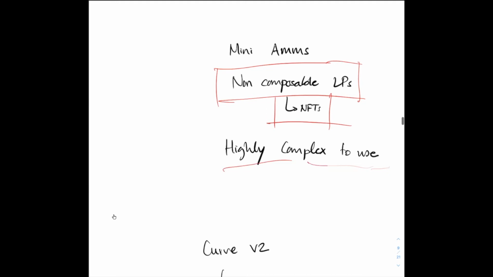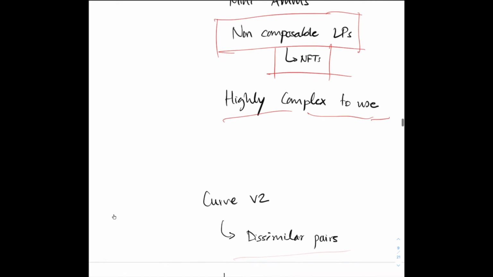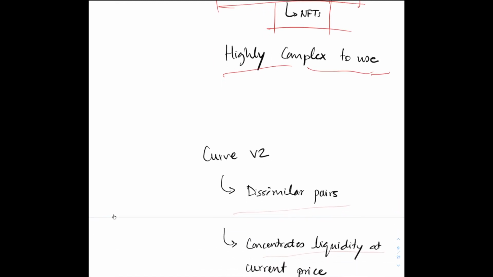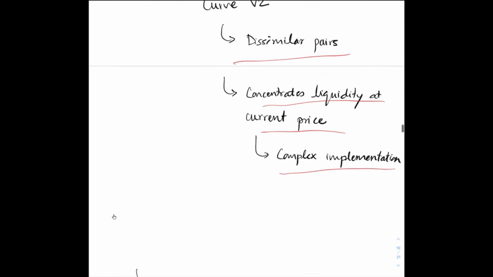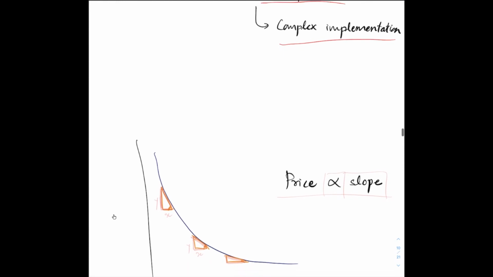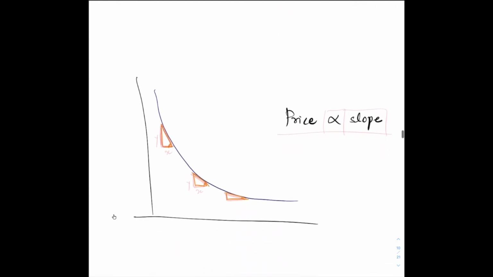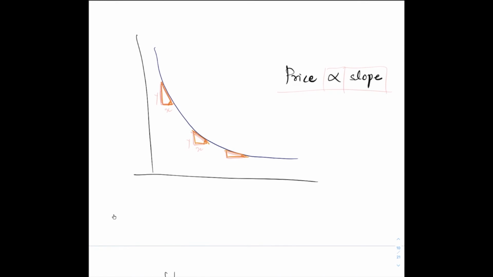But the complexity is a turn off, and it sort of loses a lot of users in that process. Now, Curve v2 also allows dissimilar assets. It concentrates liquidity at current price, and it is again a very complex implementation. If you look at the white paper for that one, it's full of mathematical formulas. Probably need a maths PhD to actually understand it. Fairly complicated, and we believe that there is a simpler way.